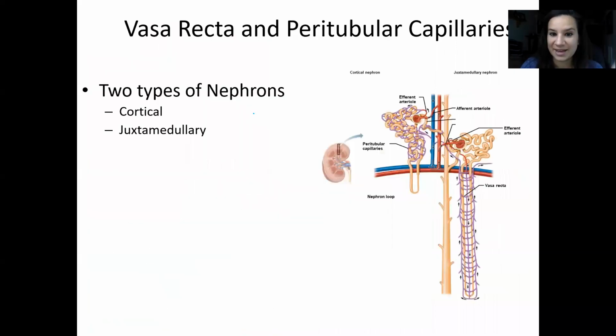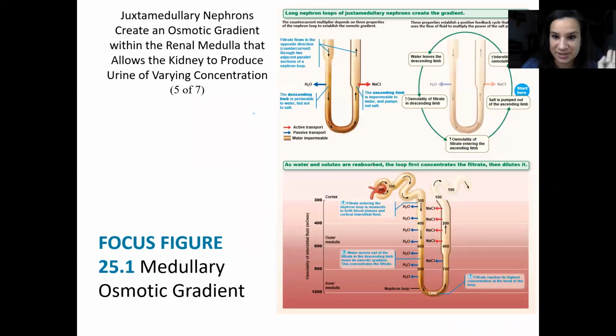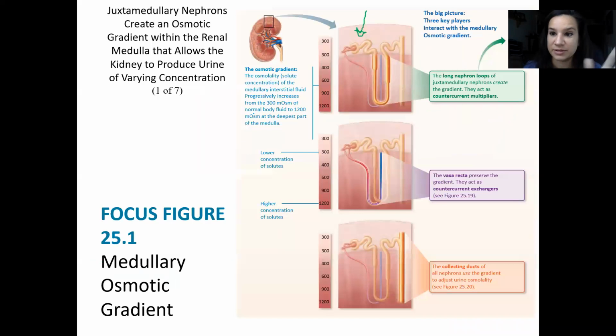So it does us good here just to make sure that we understood the things that we covered in the last lecture, so that we understand what the collecting duct is up against here. So again, just to refresh, the medullary osmotic gradient.